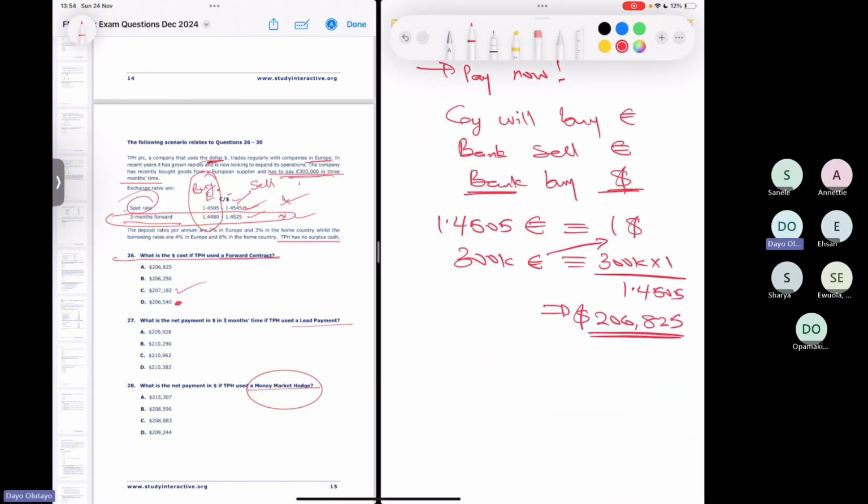However, it does not end here because we have borrowed this money. We're going to pay interest on it. So that's why we come to this part of the question. We need to know what is the borrowing rate in dollars.